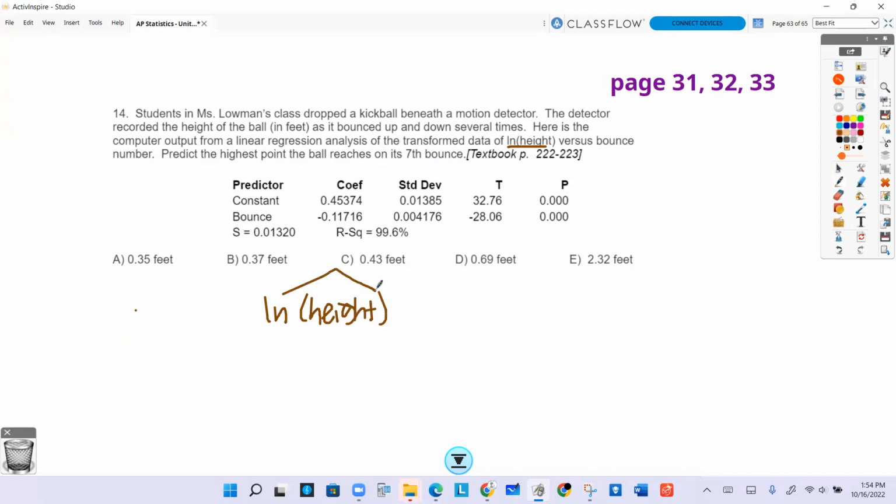predicted equals 0.45374. That's a negative, so I'll say minus 0.11716. And then we want to know on the 7th bounce, so x is going to be 7. So let's pull up the calculator and see what we got.